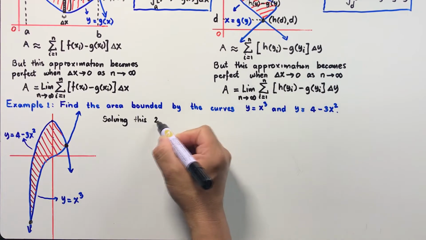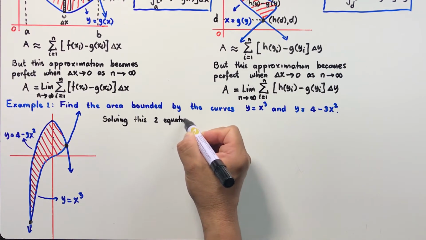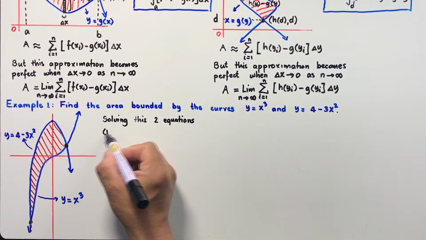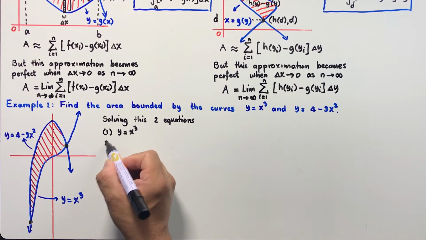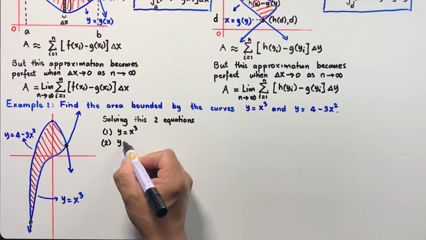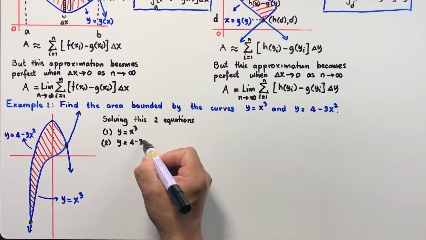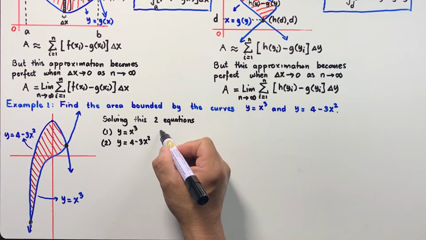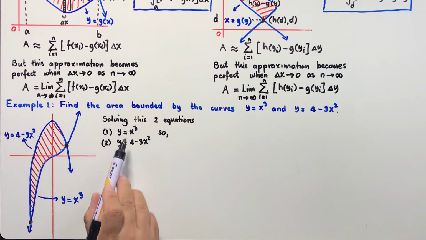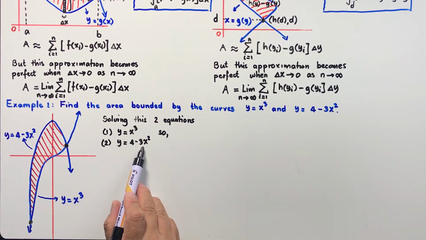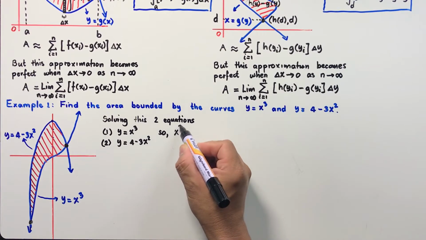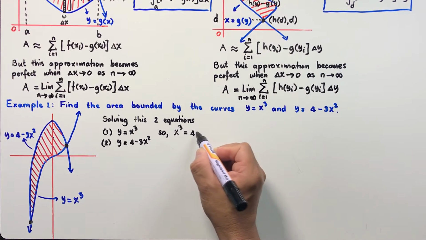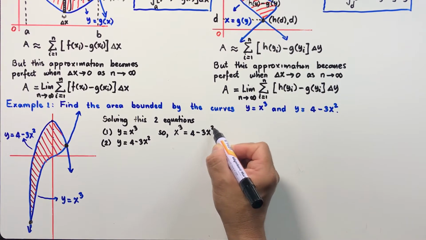So solving these two equations, we have our equation 1, which is y equals x cubed, and our second equation, which is y equals 4 minus 3x squared. Then we say that the two expressions at the right are equal because they are equated to the same variable y. So this can be written as x cubed, which is equal to 4 minus 3x squared.